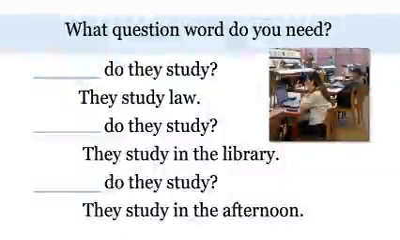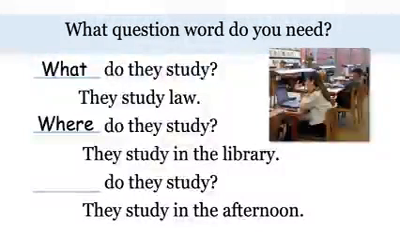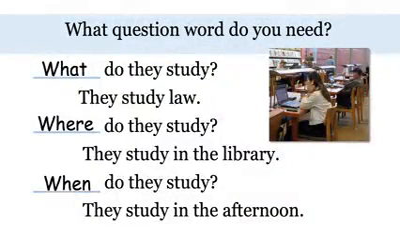Okay, you try. What question word do you need to make these questions? You have the answers. They study law. They study in the library. They study in the afternoon. And you have the yes/no question already. Do they study? So you just need the question word in front. Ready for the answers? What do they study? They study law. Where do they study? They study in the library. When do they study? They study in the afternoon.